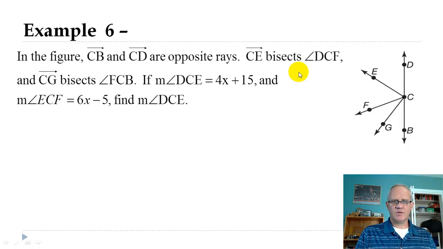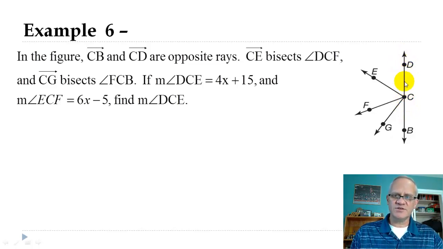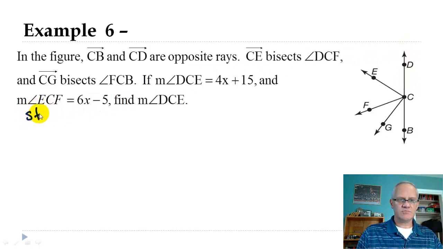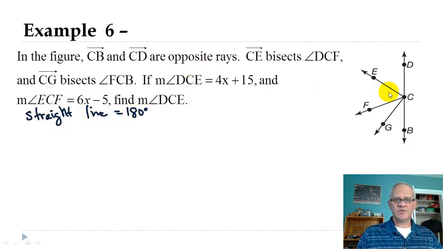Example number 6. Let's see what we can do with this. In the figure, ray CB and ray CD are opposite rays. So CB, CD. So that means this is a straight line. Now, we didn't necessarily mention this before when we talked about degrees, but if you have a straight line, that's 180 degrees. So that's one thing we know about this, it's going to make 180 degrees all the way across there.